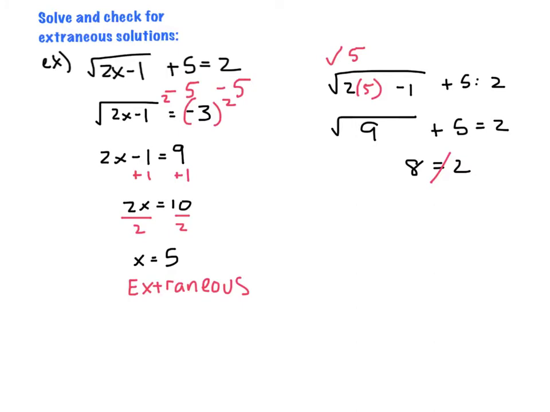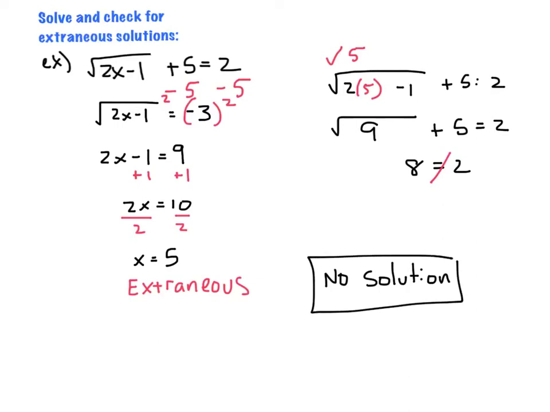So this problem has no solution. Now here's the thing. I knew that I was going to get an extraneous solution a long time ago, because right here I saw that the square root of 2x minus 1 equals -3. Will a square root ever equal a negative? Nope. So I knew that there was going to be a problem. But yeah, we followed the rules, and this just has no solution.